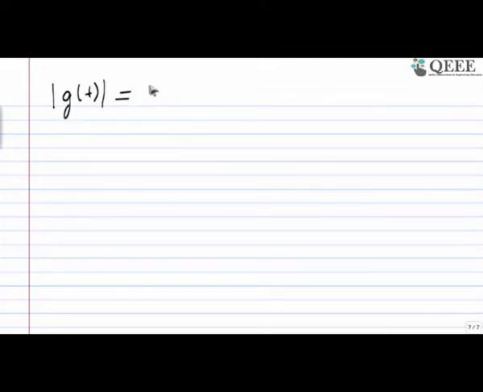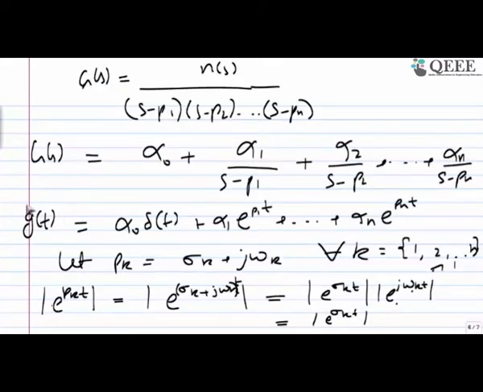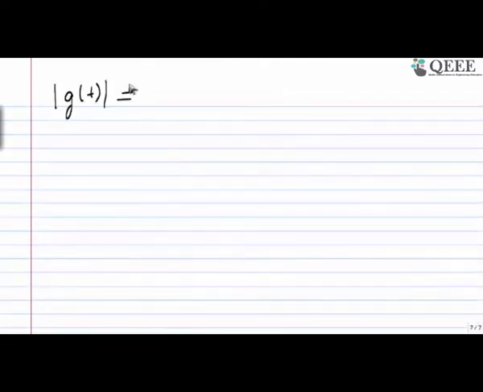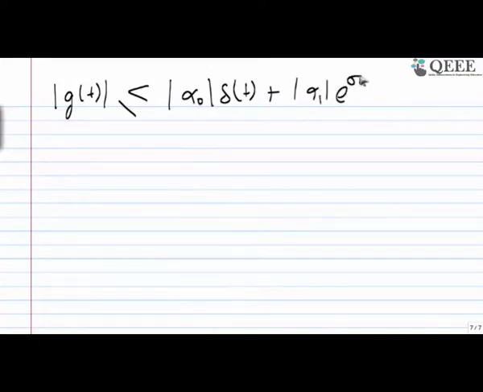If you take the mod of this g of t equation, in the next step you take the mod of g of t on both sides. So what you can write is that the mod of g of t, if I separate this, would always be less than alpha naught delta t plus alpha 1 e to the power sigma 1 t.